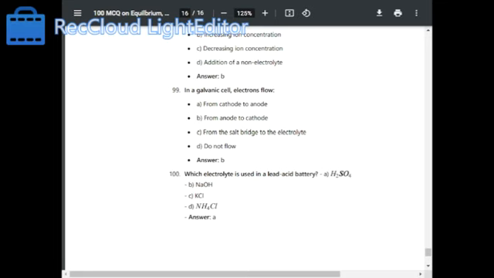Question number 100. Which electrolyte is used in lead acid battery? Option A H2SO4, option B NaOH, option C KCl, option D NH4Cl. The correct answer is H2SO4. Which electrolyte is used in a lead acid battery? The answer is H2SO4. Option A is correct.